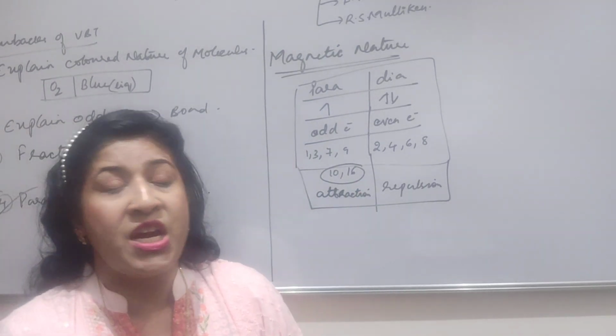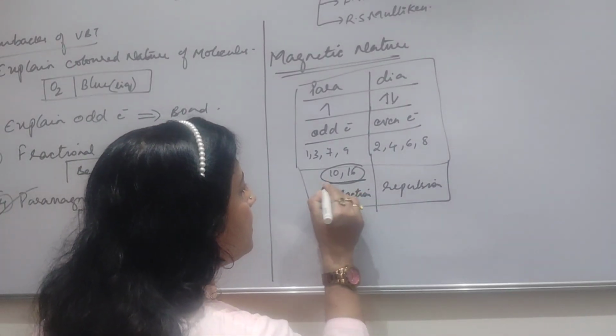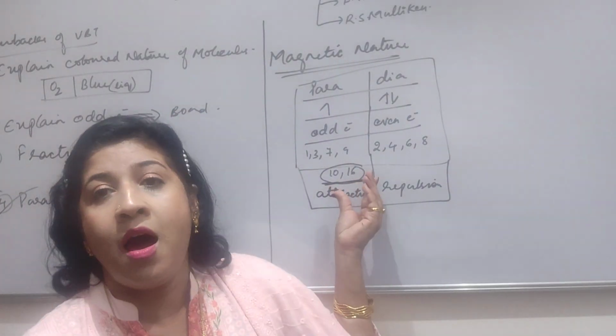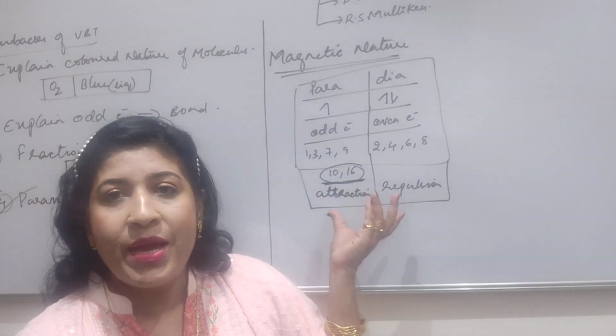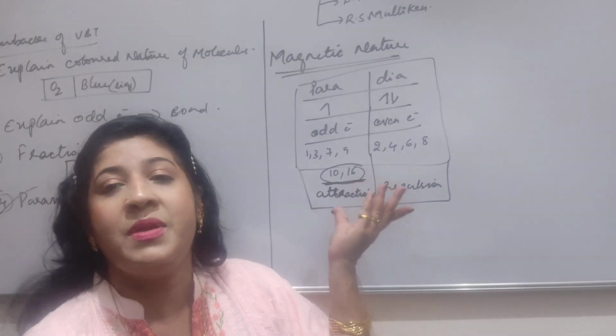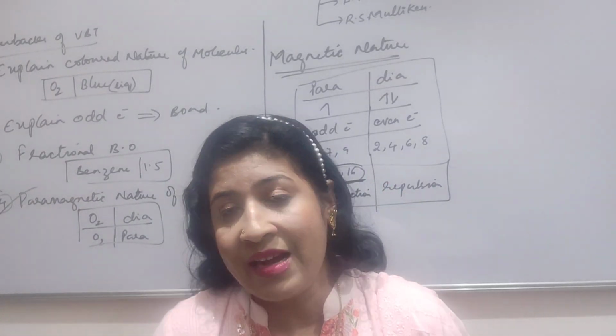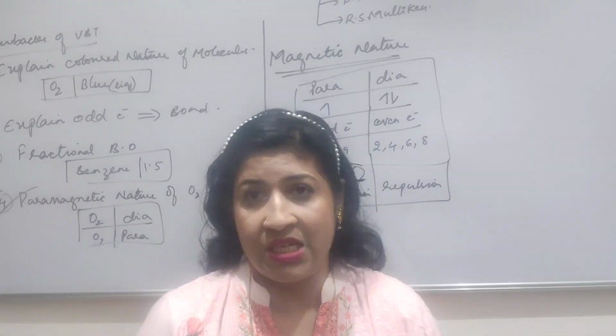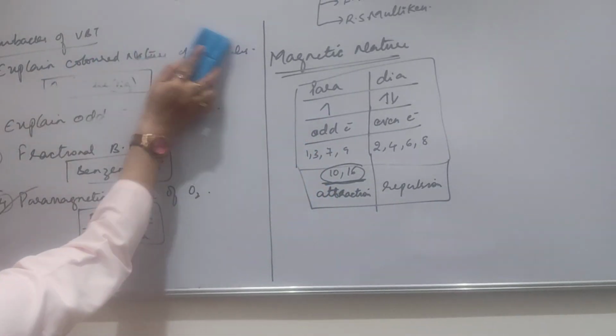But experimentally, it was seen that those which have 10 and 16 electrons are paramagnetic. How exactly can a paired electron be paramagnetic? That was the failure of VBT that gave rise to MOT, that is molecular orbital theory.